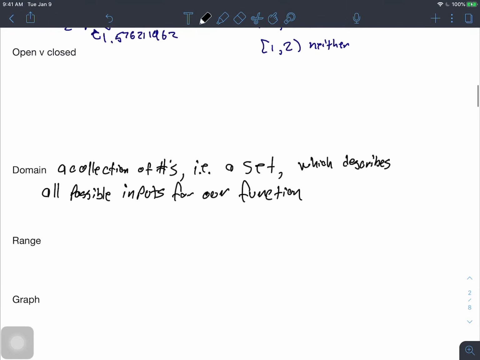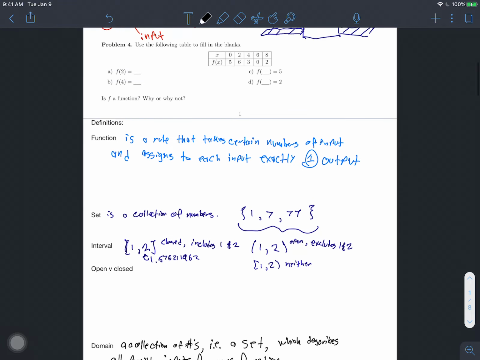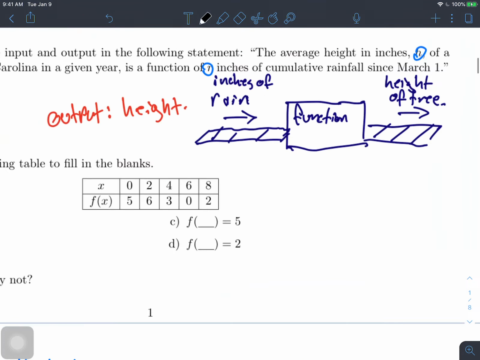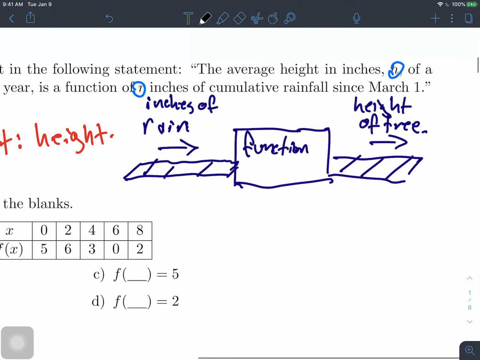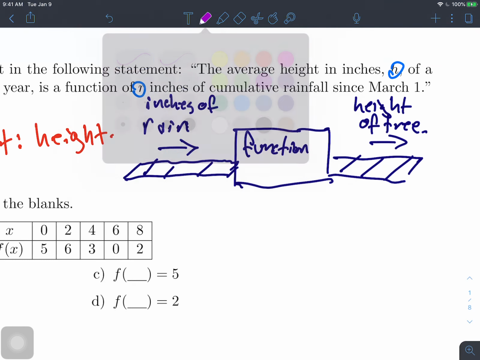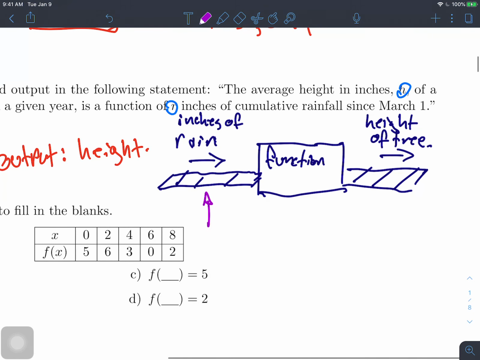Okay, so remember we talked about our function as being kind of like this TSA machine where we've got some input coming in, and then something happens in our box, and then we get an output spit out. So in terms of this analogy, the domain is the set of items which we can put on this part of the conveyor belt and send into our machine. Okay? That's what the domain is.